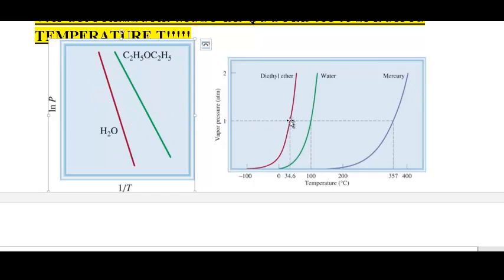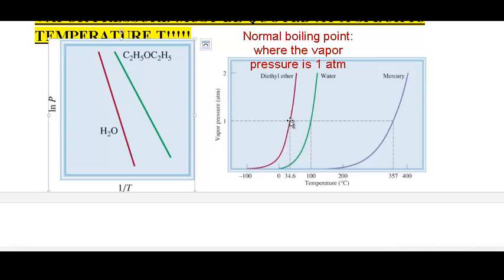When your vapor pressure is 1 atmosphere, that is your boiling point. It's called the normal boiling point because normal means at 1 atmosphere. The normal boiling point at 1 atmosphere for diethyl ether is 34.6 degrees. For water, it is 100 degrees. For mercury, it's about 357 degrees.